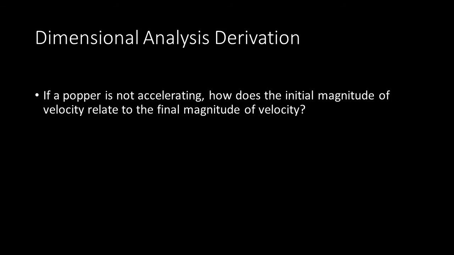So how can we approach this problem? Let's start with a simple algebraic derivation. If a popper is not accelerating, how does the initial magnitude of the velocity relate to the final magnitude of velocity? Well, we could state that the final magnitude of velocity is equal to the initial magnitude of velocity. Therefore, the final velocity squared is equal to the initial velocity squared.